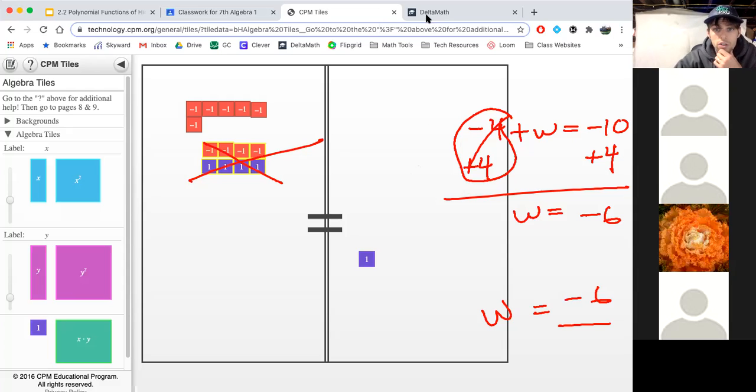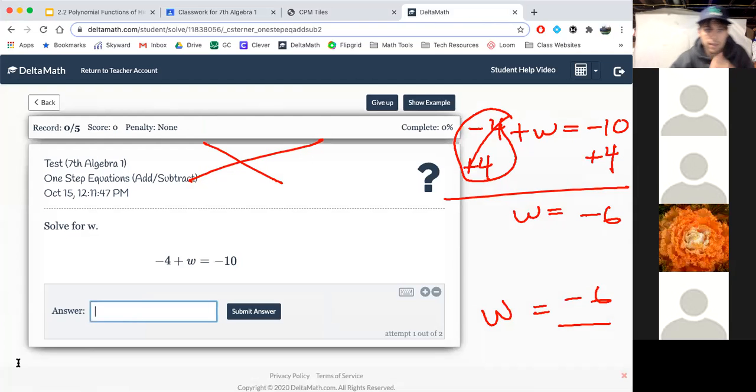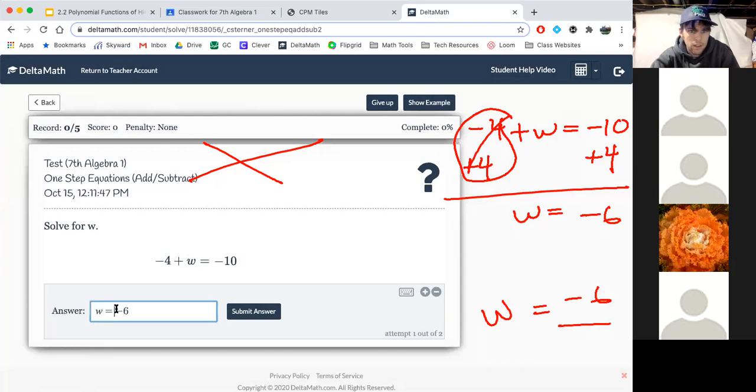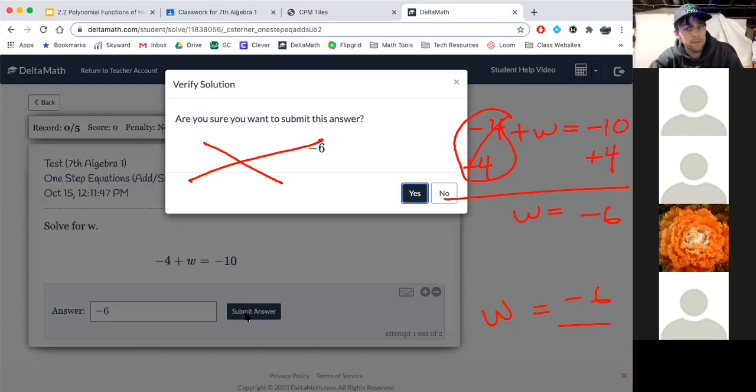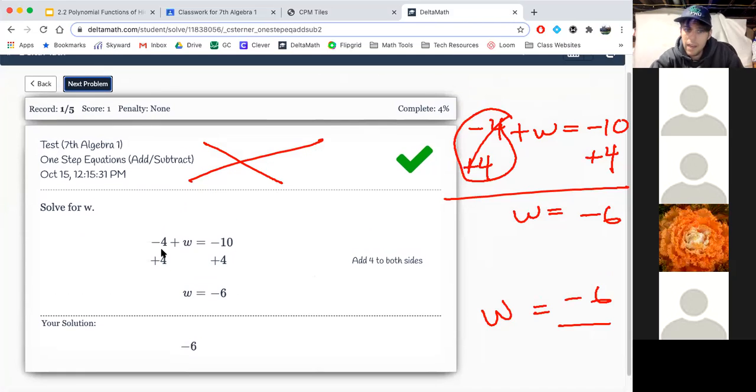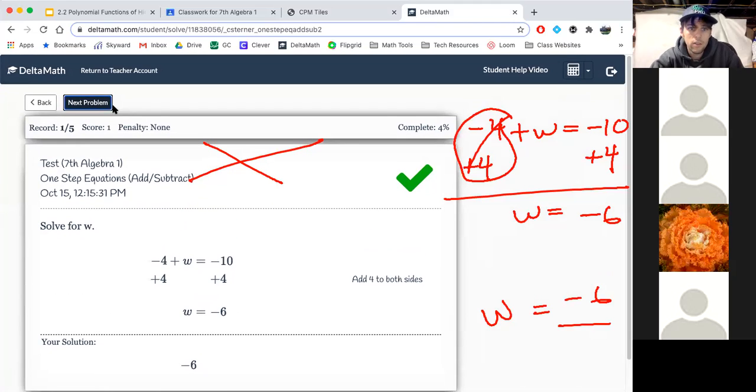So that is our solution there. Let's type that in and make sure that we get that. I'm not sure if I type this in, W equals -6. I just typed the number. Okay, gotcha. So I'm just supposed to type the number. There we go. And they show us what happened here to do that. Let's go ahead and do the next problem.